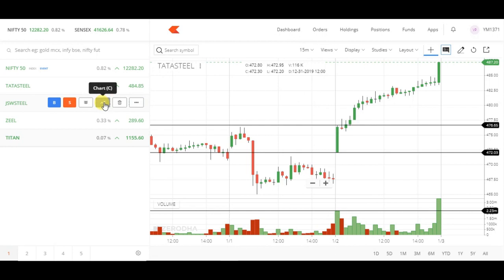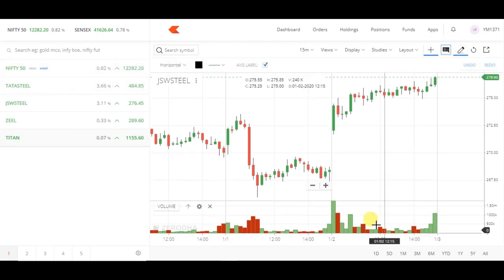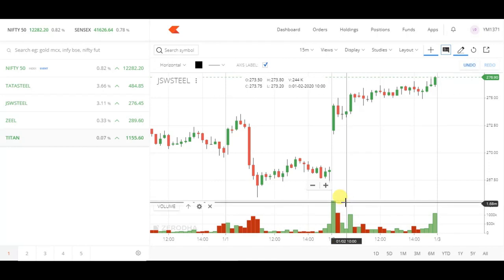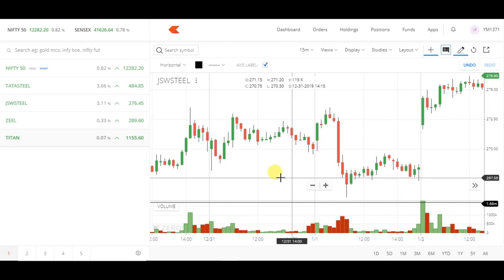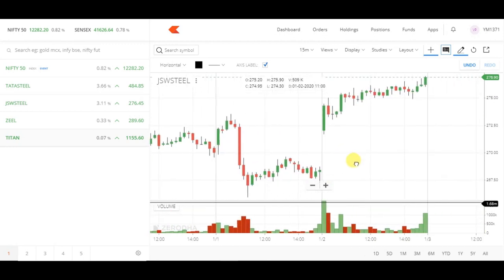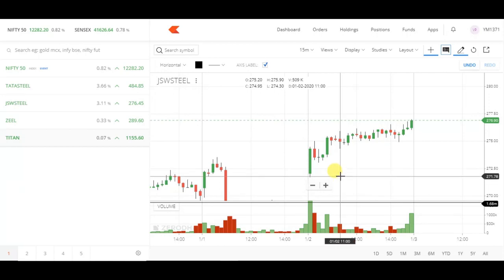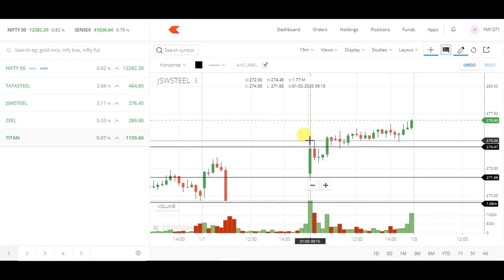Now if we see the second chart of JSW Steel, this is the first 15-minute candle, and let me mark a horizontal line on this volume over here. The volume of the first 15-minute candle is greater than the volume of the previous 100 candles. So we will mark the high and low over here. The difference between high and low is almost 2.8 rupees.